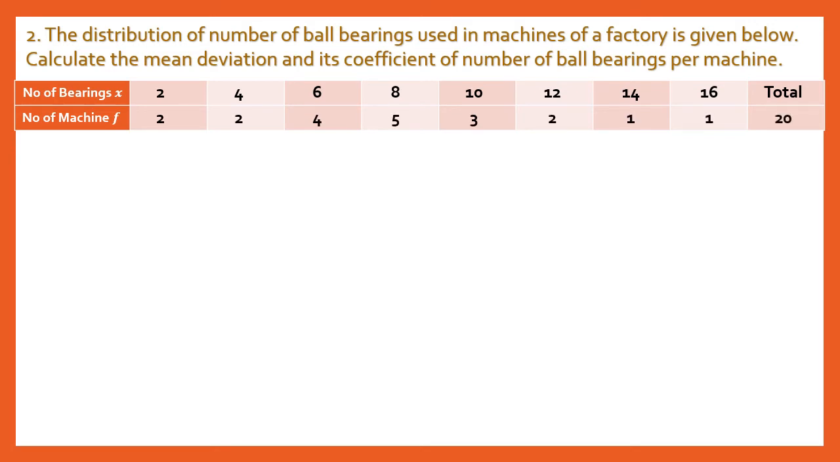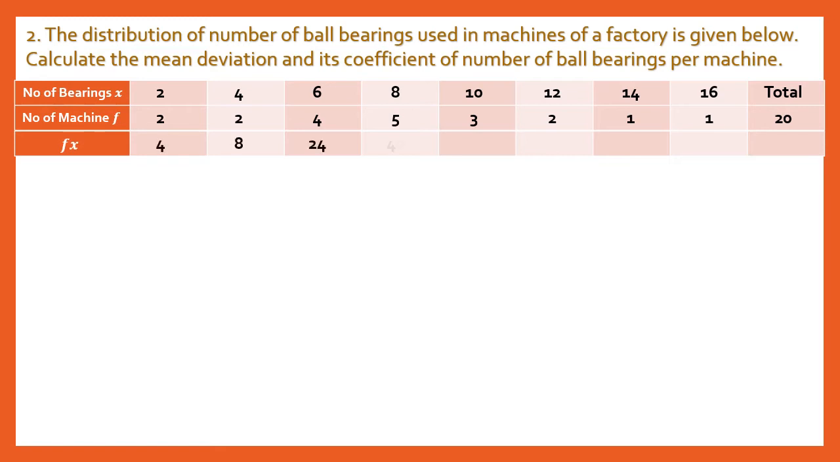So the total frequency here is 20. Because this is a discrete distribution, to calculate mean, I need to multiply my variable x with the frequency f. So I will create a column of fx, where I multiply: 2 2s are 4, 4 2s are 8, 6 4s are 24, 8 5s are 40, 10 3s are 30, 12 2s are 24, 14 1s are 14, 16 1s are 16, and the total is 160.